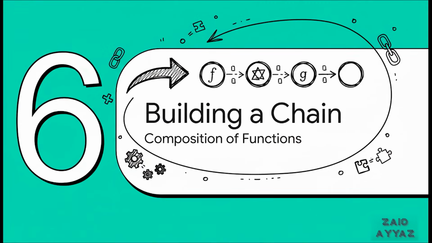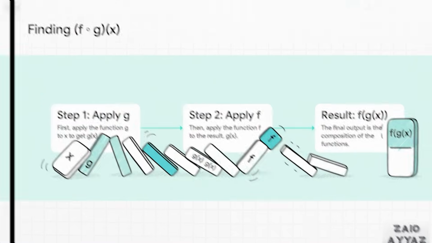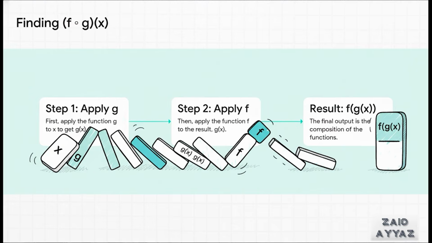Okay, one final concept. What happens if we start linking functions together? What if the output of one function becomes the input for another one? This is called composition, and it's like setting up a chain reaction. The process works just like a line of dominoes. You start with your initial input, x. You apply the first function, let's call it g. The result, g of x, becomes the starting point for the next function, f. You apply f to that result, and the final output is f of g of x.